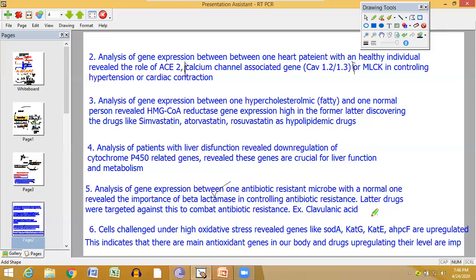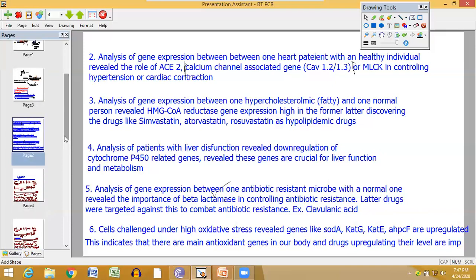How did people understand that these genes are part of cellular antioxidant defense machineries? Because they challenged the cells with high oxidative stress and saw these genes are upregulated compared to control, compared to normal. So they found that any cell that has this kind of genes, they're part of its antioxidant defense machinery. Okay, so all these examples will give you an idea why measuring cellular expression level is important. That's why real-time PCR is highly relevant for our purpose.